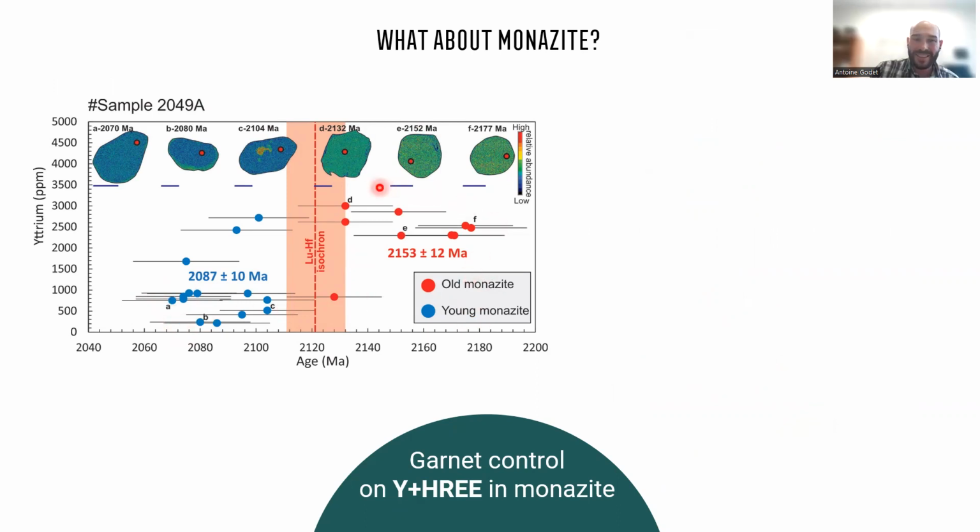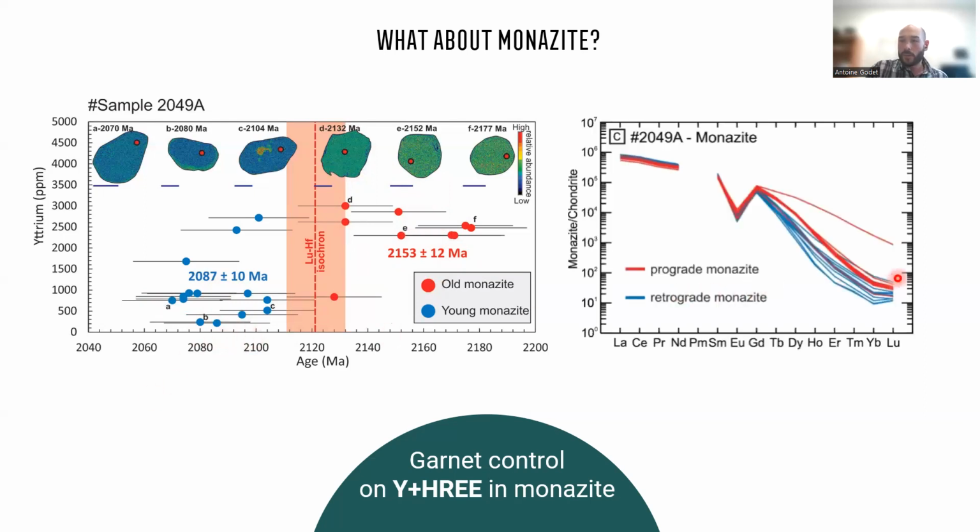And as you can see, the yttrium content of the old one, older than the garnet, is higher in that population compared to that one. So it suggests that we have a control of the yttrium content in the monazite by the garnet.